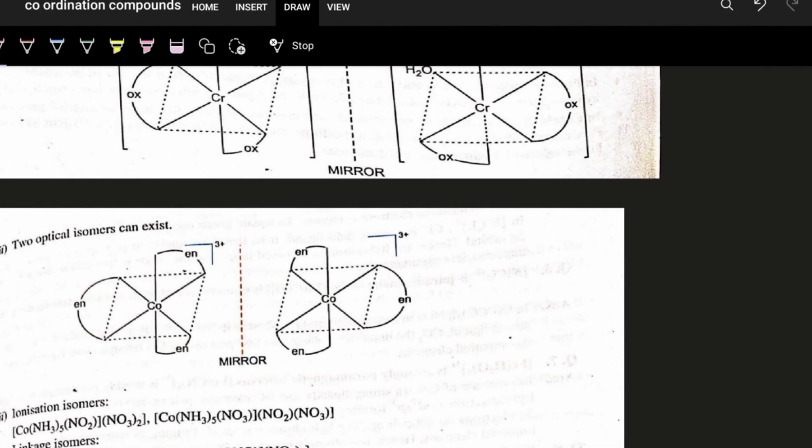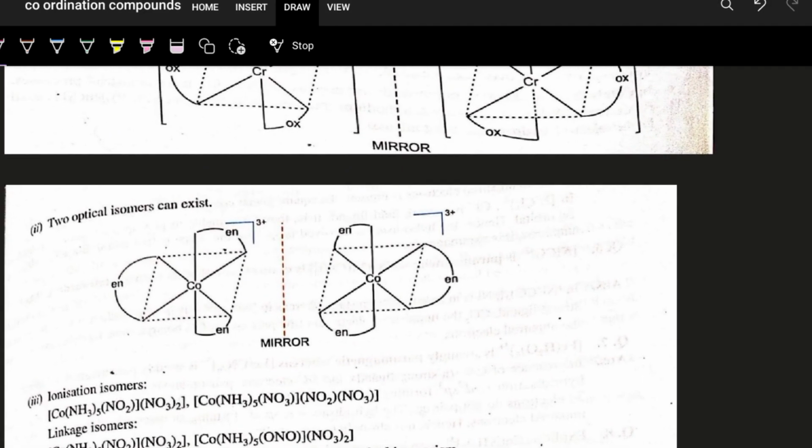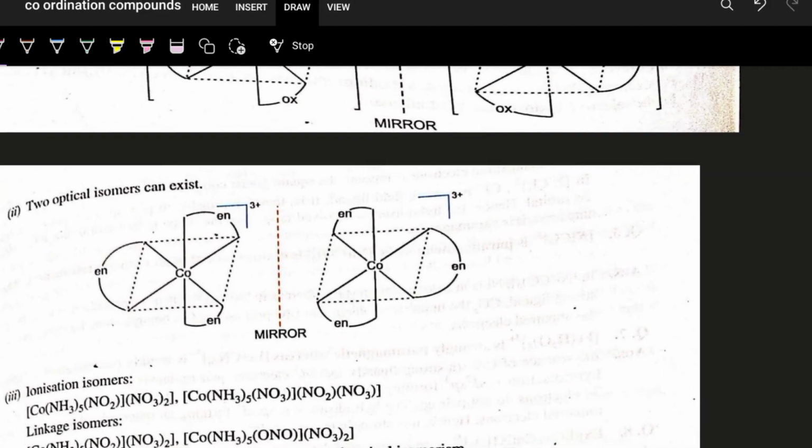So in the next case, here is [Co(en)3]. What is the coordination number? Here the coordination number is 2 into 3, which is equal to 6. So it is octahedral. Again, you need to see the two mirror images. It is not of the type having two different ligands. It is only one ligand, but its denticity is 2. So the two optical isomers will be like this.